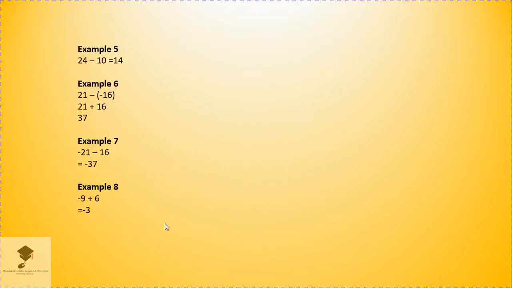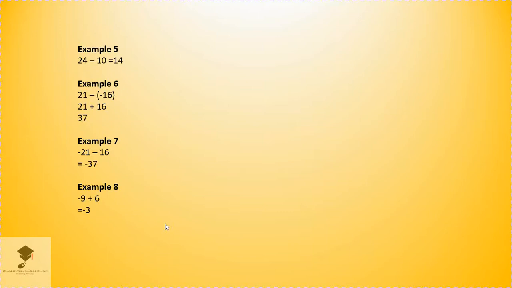Example 5, we have 24 minus 10. In this case, 24 is bigger than 10, and the sign in front of 24 is positive, so our answer is going to be positive. So 24 minus 10 gives us positive 14.